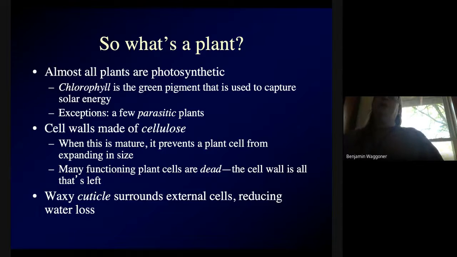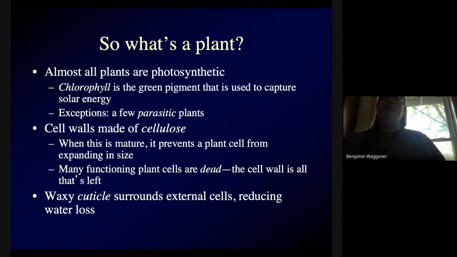And when the cell wall is mature, it prevents a plant cell from expanding in size. Once the cell wall's been laid down, the plant cell can't grow. Just like once you've built a house, you can't make a room larger except by breaking the walls and rebuilding them somehow. Short of doing something catastrophic like that, once you have finished building a room in your house, that room is always going to be the same size. Same thing with plant cell walls.